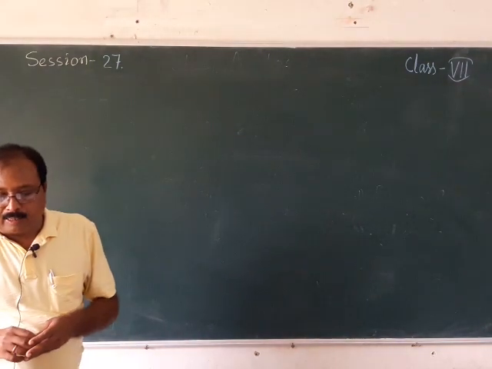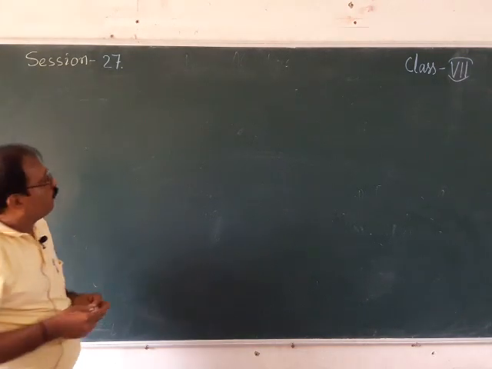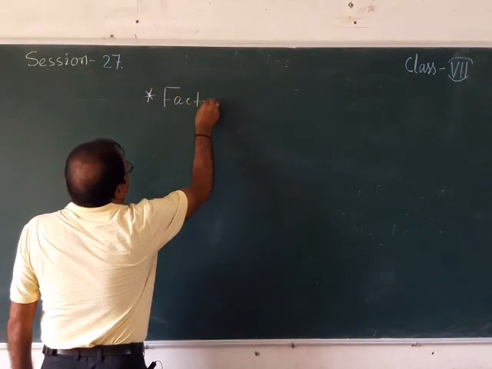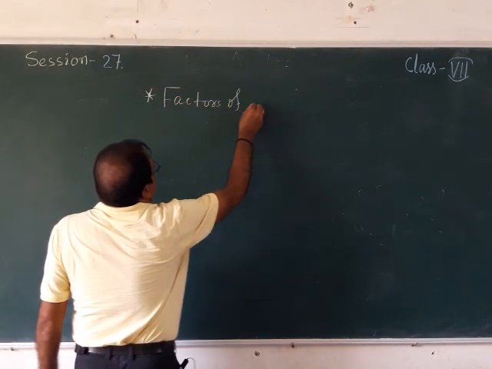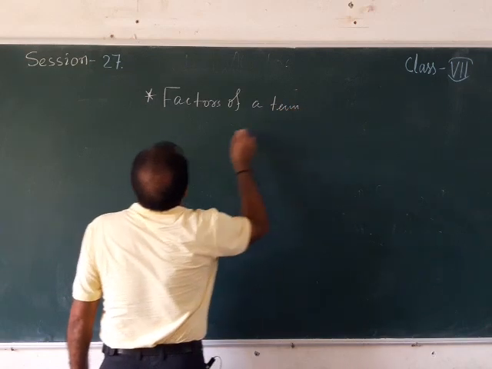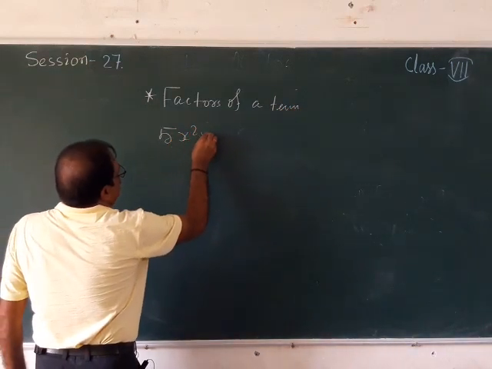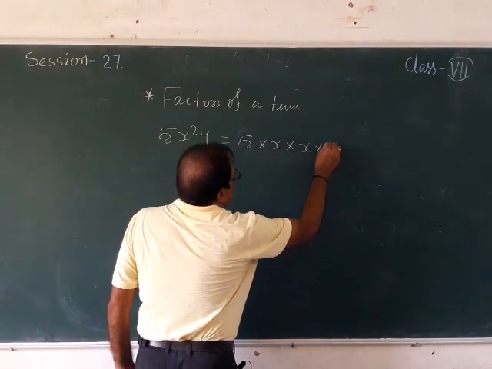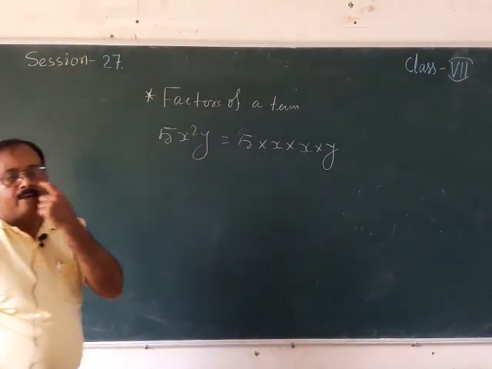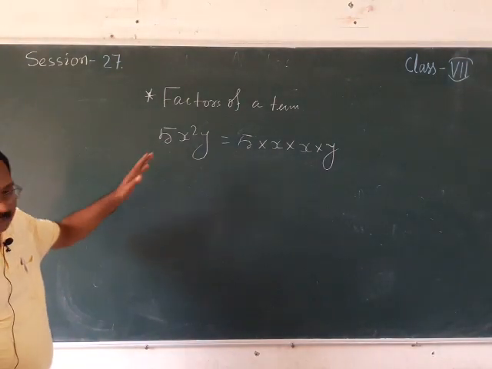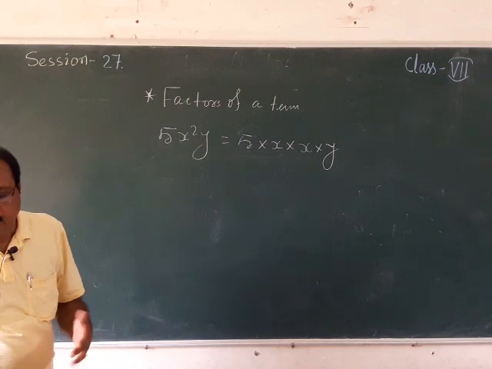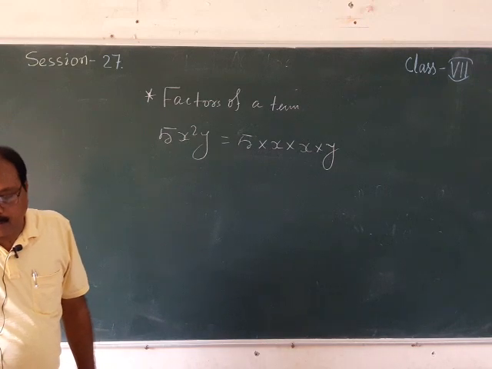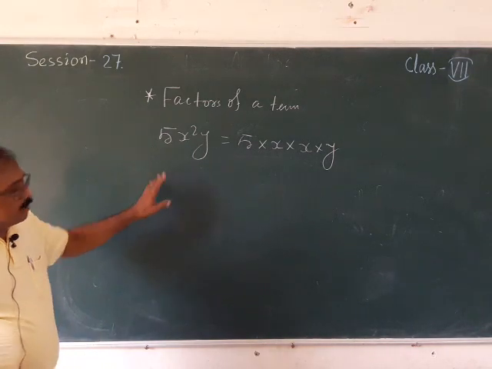Here a few more things are there. The first is factors of a term. What do you mean by factors of a term? Suppose I write 5x square y, it can be written as 5 into x into x into y. This is known as the factors of the term. When you write any term in this form, that is called factors of a term.